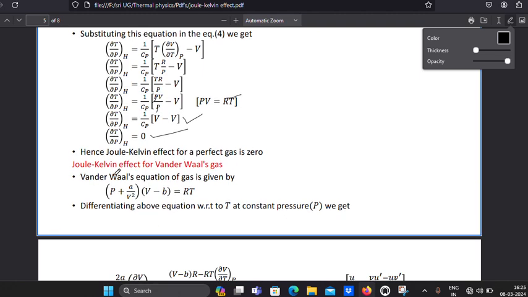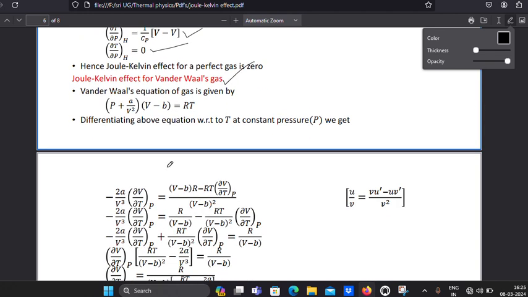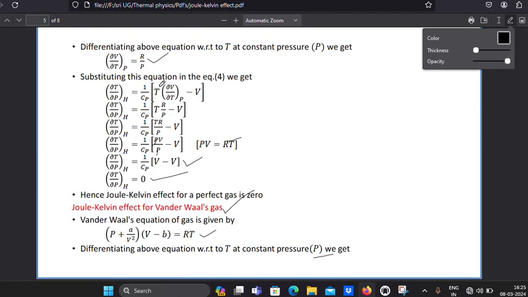What about the Joule-Kelvin effect for the van der Waals equation? Let me explain. The van der Waals equation is (P + a/V²)(V − b) = RT. Now differentiate the above equation with respect to T at constant pressure. Why do we differentiate at constant pressure? Because we need ∂V/∂T at constant P, so we differentiate the van der Waals equation with respect to T at constant P.